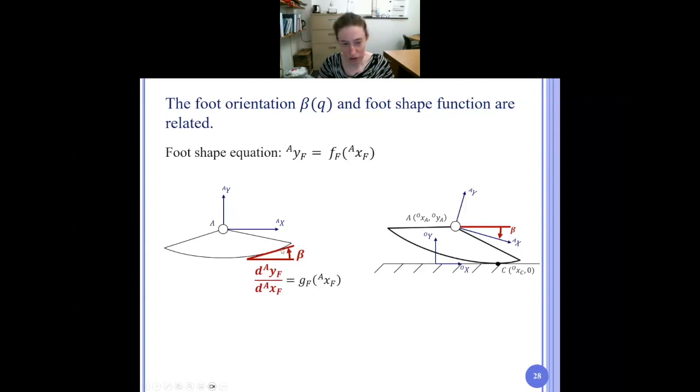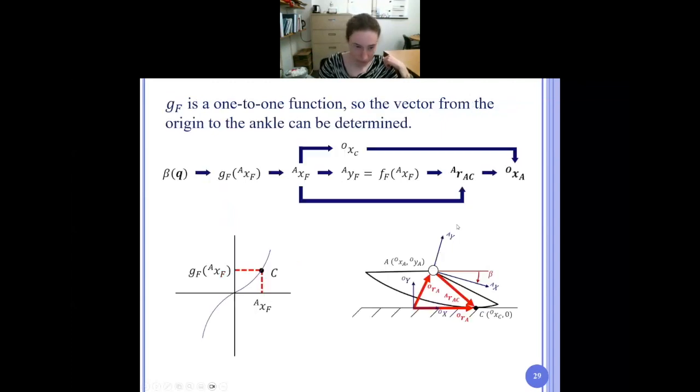Now, this slope also makes an angle with respect to this foot-fixed x-axis, and we're going to call this angle beta. So now, if we go attach this foot to the ground, the foot is going to contact the ground at some point, which we're going to call C. And we know that the global orientation of the foot has to equal beta. So now what we're going to want to do is find a vector from the origin of the global coordinate frame to this ankle. So it's going to take several steps in order to be able to do this.